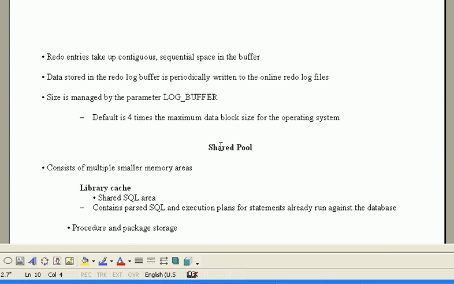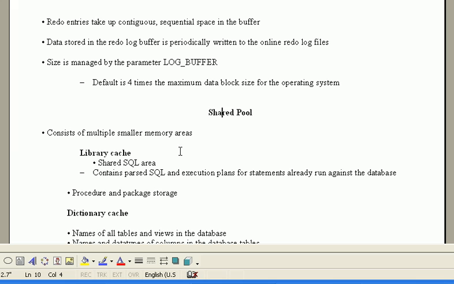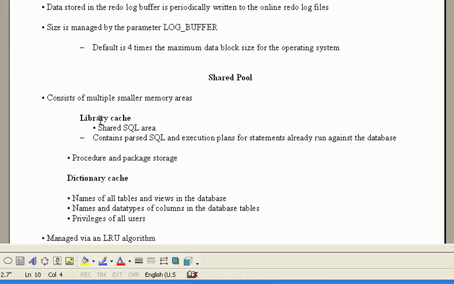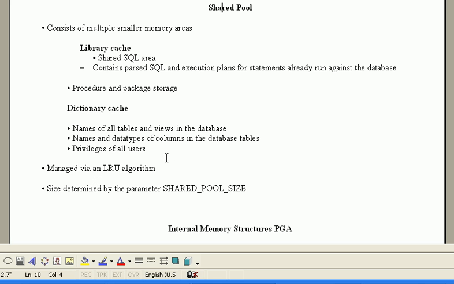Next, we are going to see the shared pool. It consists of multiple smaller memory areas. One is the library cache, that is called the shared SQL area. That means it contains parsed SQL and execution plans for statements already run against the database. And also it contains procedure and package storage.